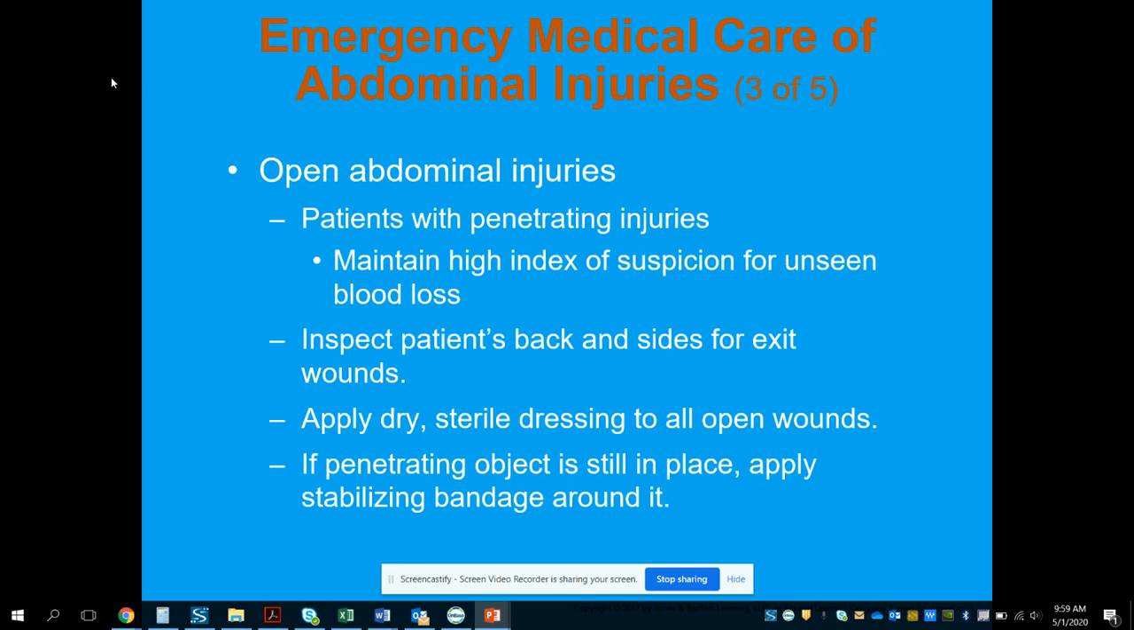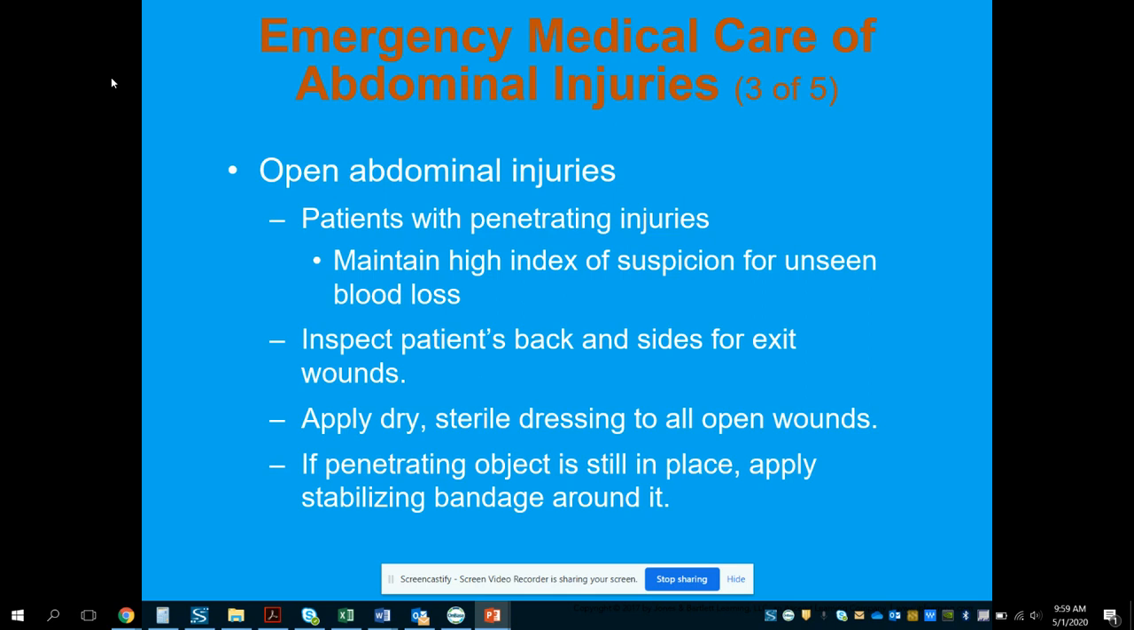Looking at open abdominal injuries, patients with penetrating injuries, we want to maintain a high index of suspicion for unseen blood loss. We're going to look at the patient's back and sides for any potential exit wounds or additional wounds here. Apply dry sterile dressings to all open wounds. And if the penetrating object is still in place, then we're going to stabilize it. All right, very important that we stabilize that object.